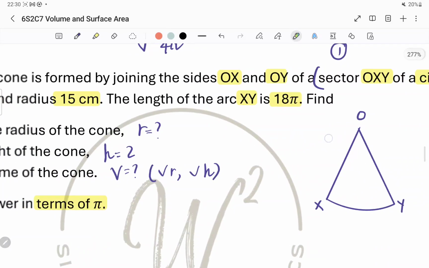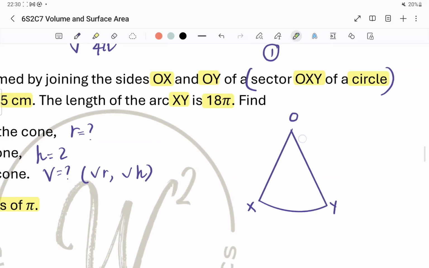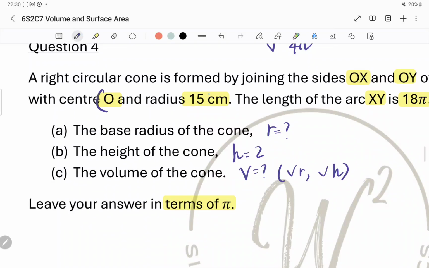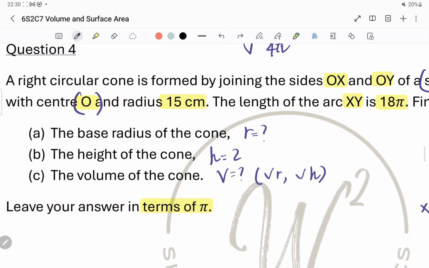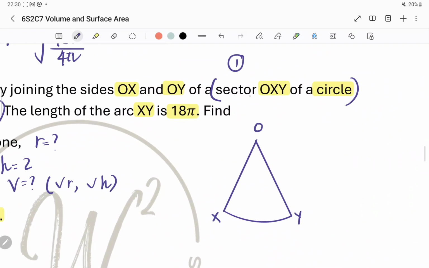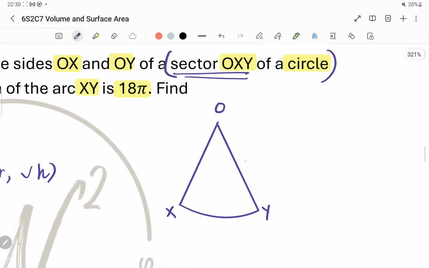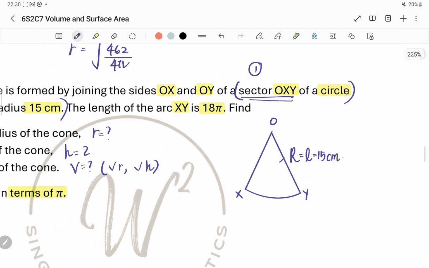Then you look, OX and OY we already wrote in. Second thing, what is the second information? They say that I have a center O, so double confirm this is center O already. Next, they tell you that the radius is 15 cm. Be careful. When I mention that the radius is 15 cm, it's referring to the sector, not the circular base of the cone. So this is my 15 cm, which also means this radius I put big R. Big R equals the slanted length, which is 15 cm, and these two sides are the same.